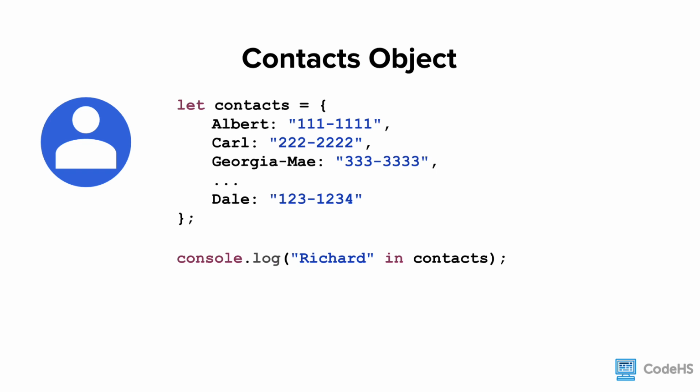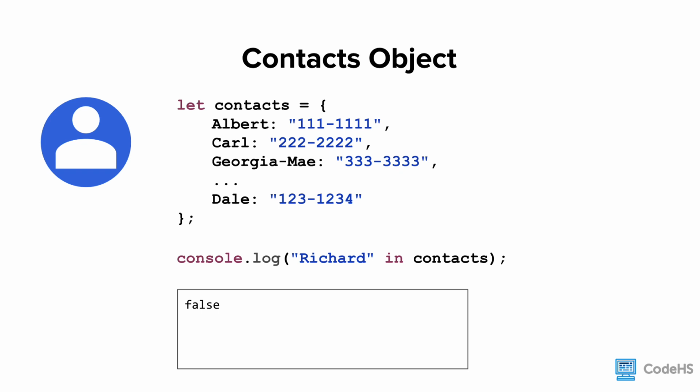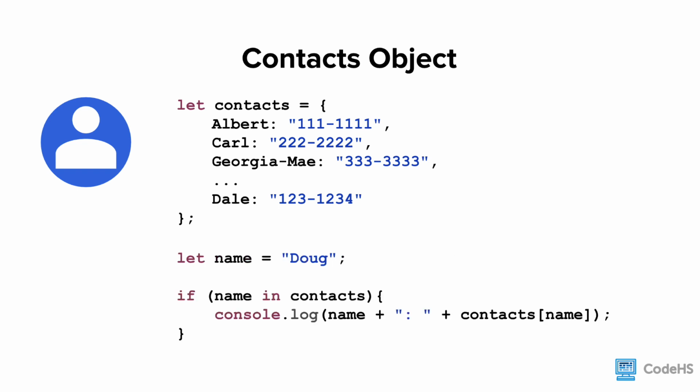But what if we look for Richard instead and run this? We will get false because the name is not a key in the object. We could even turn this into a conditional like this. We declare the variable called name and assign it a value of Doug. Then we check to see if name is in contacts. If so, print out the name, which is the property key, and the number, which is the property value, using object bracket notation. If Doug is found, the printout might look like this.